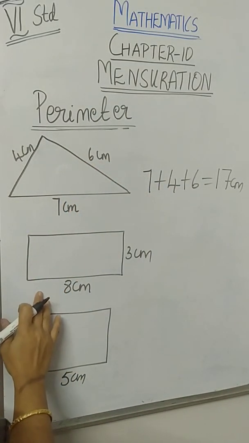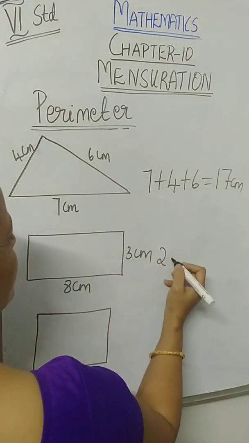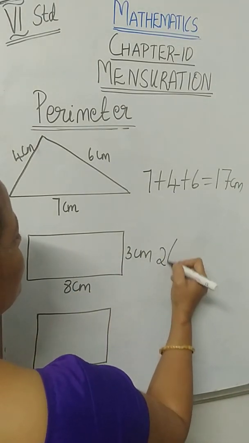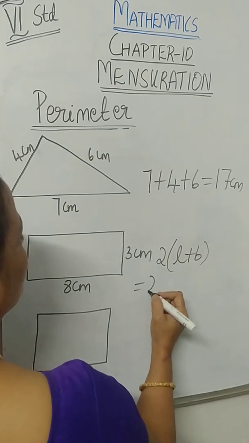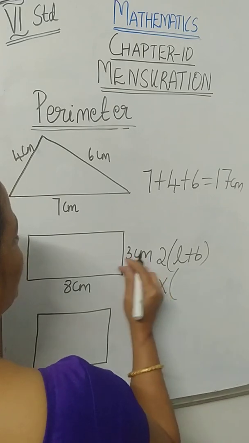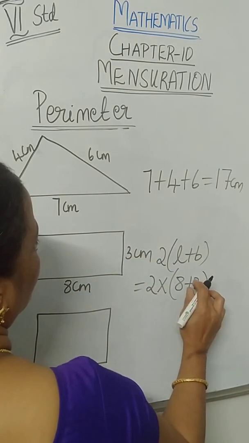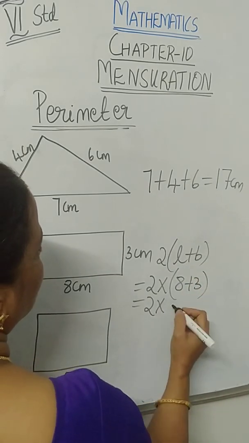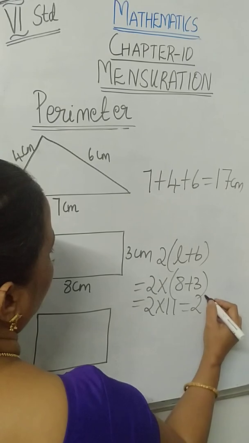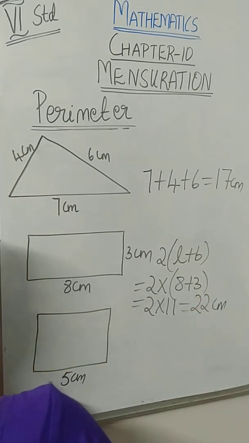What is the perimeter of this rectangle? How to calculate? It is 2L plus 2B as I told you, or you can write it as 2 into L plus B. So it is 2 into L plus B, which is 8 plus 3. So it is 2 into 8 plus 3 is 11. 2 into 11 it is 22 centimeter. You can even do it as 2L plus 2B also.